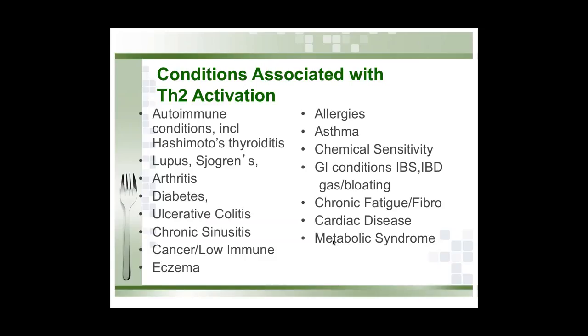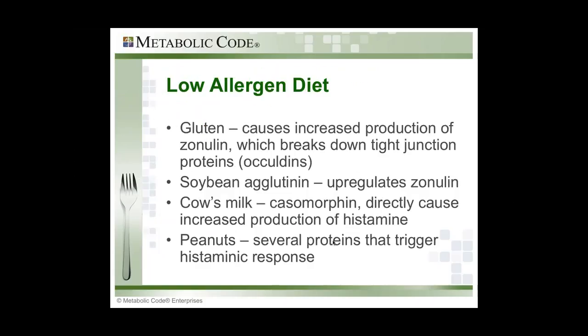A real common thing is for people to develop hay fever, seasonal allergies, conditions like asthma, and also chemical sensitivity. So we always ask, do you get a headache from smelling perfume, or do smells give you headaches or bother you? That's another telltale sign. So the key thing that you do with diet for autoimmune thyroid is that you end up having to do a low allergen diet, because there are substances in food that affect these things that break down tight junction proteins.